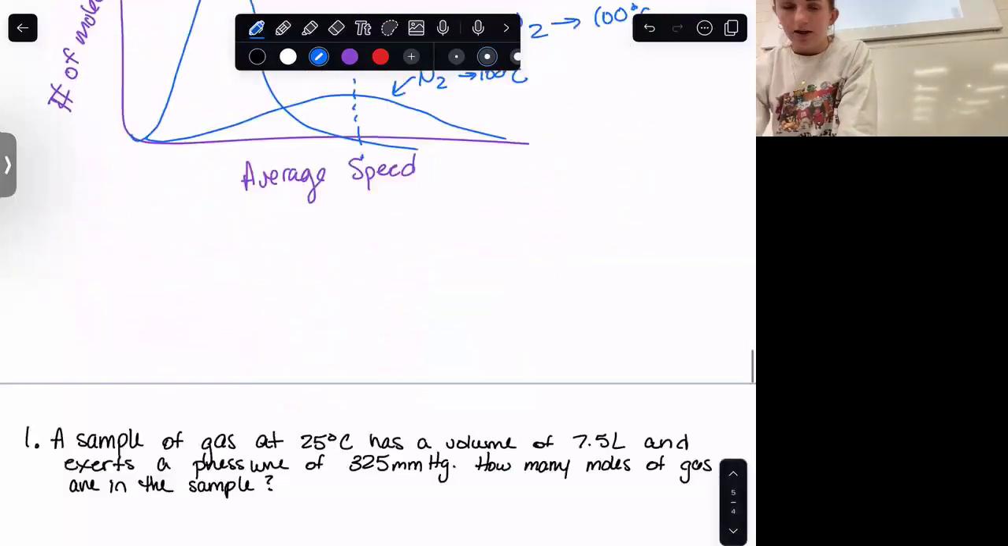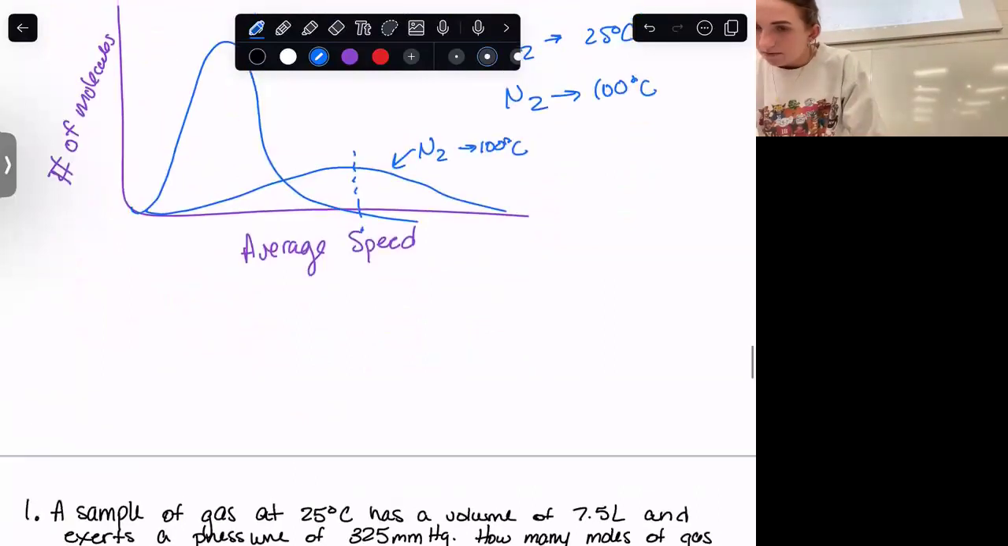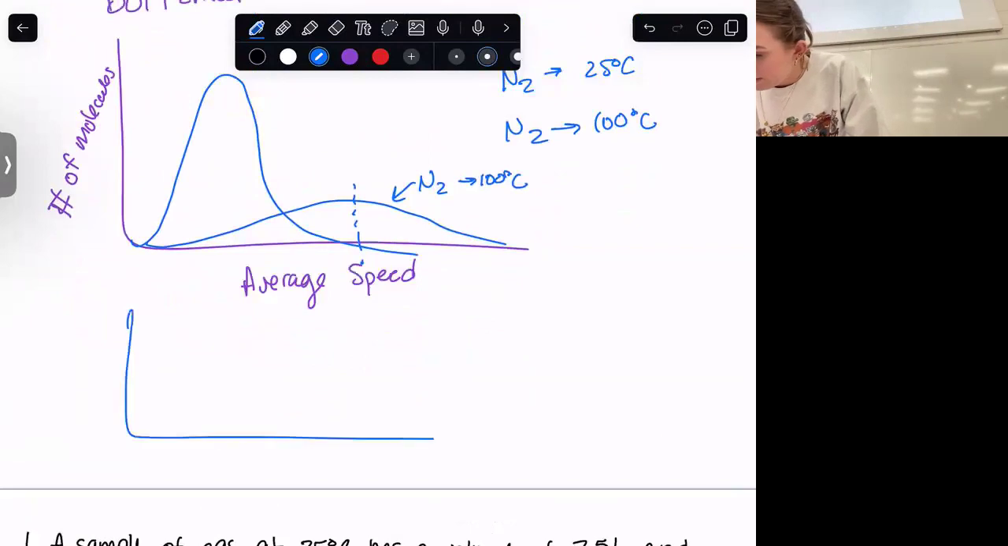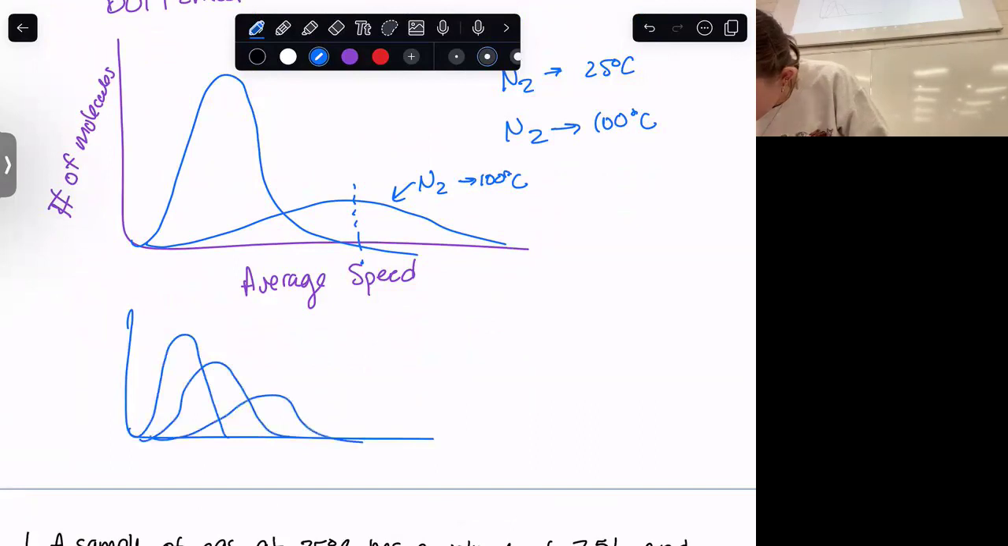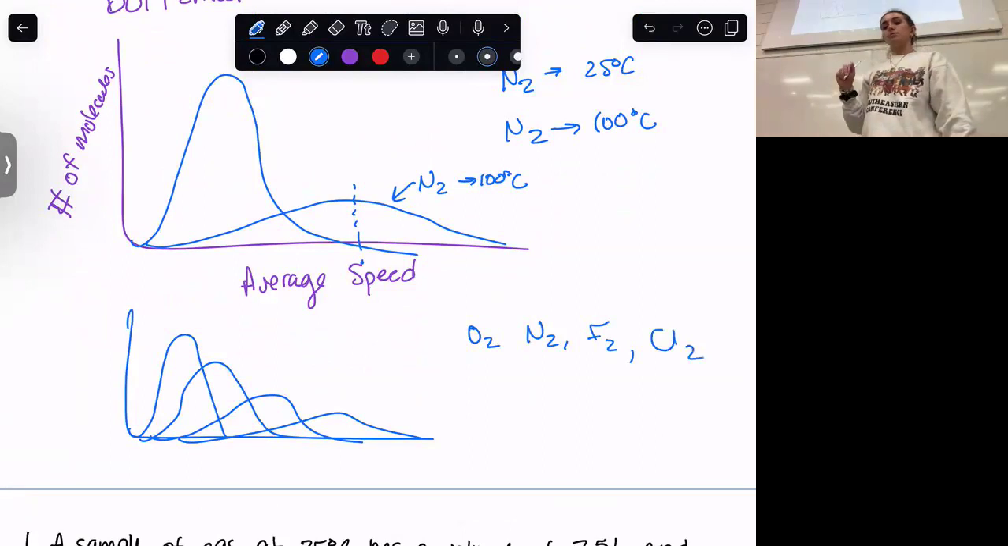The other way you could see it is where you're given this. And you're given O2, N2, F2, Cl2. All right, and you need to distribute them this way. What do we know about weight and speed of a molecule?